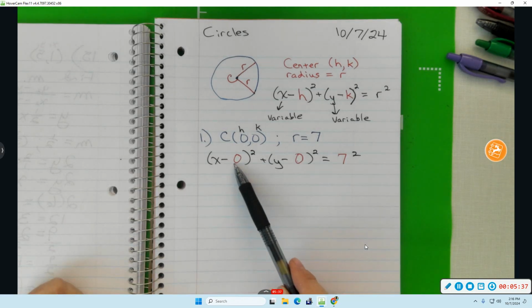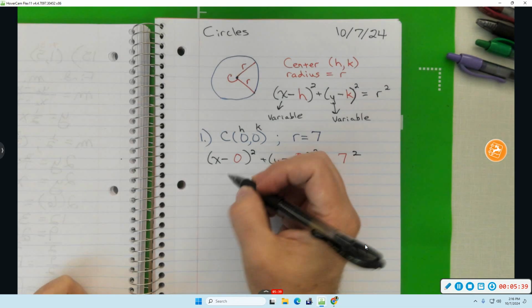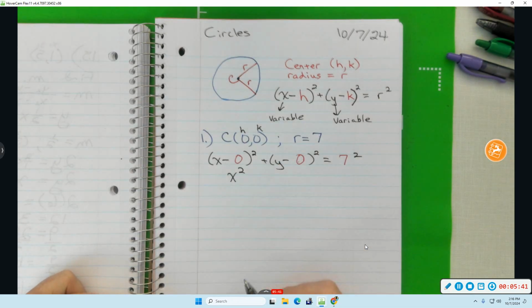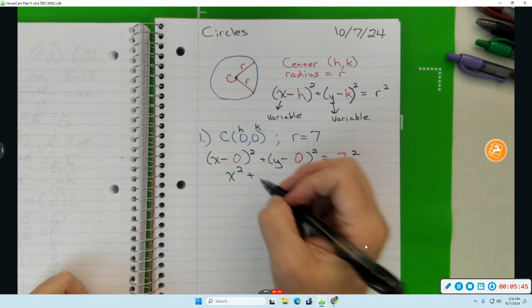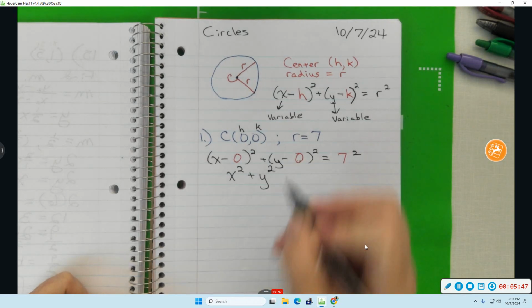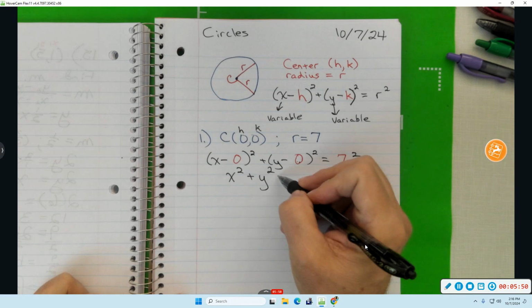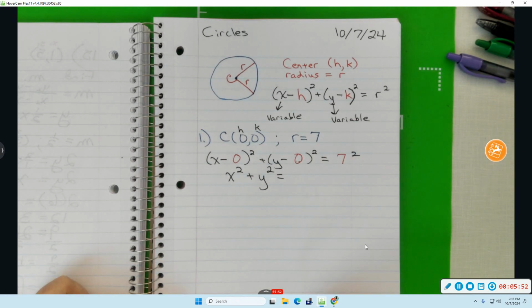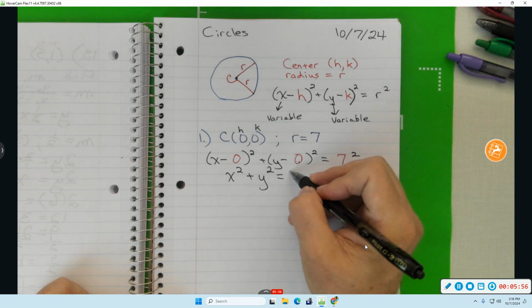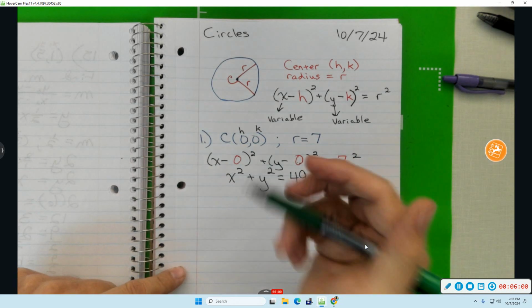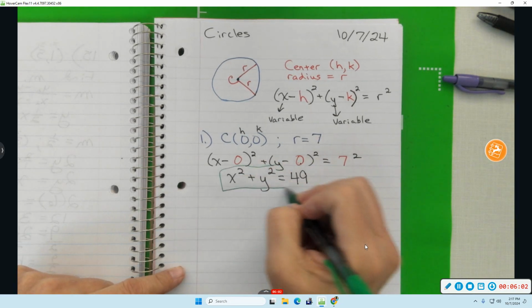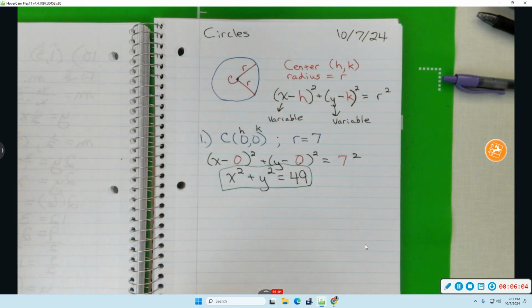x minus 0, that's the same thing as just x. So we have an x squared plus y minus 0. Well, that's the same thing as just y. So we have a y squared equals, what have we got on the right-hand side? 7 squared is 49. So here's my center-radius form for the equation of a circle. Any questions there?